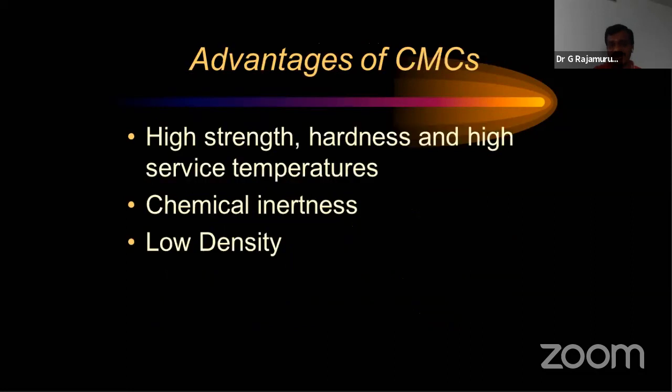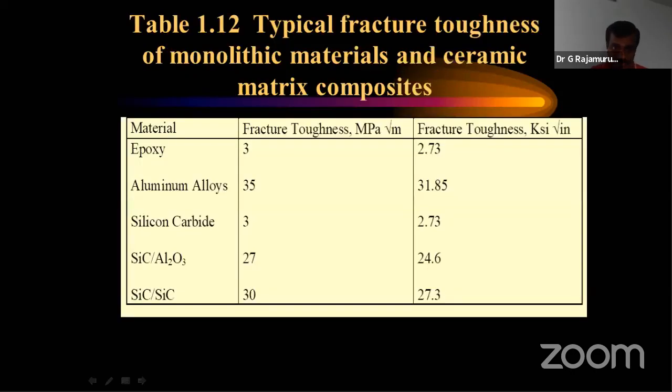I think the major advantages of the ceramic matrix are higher strength, higher hardness, and high service temperature, so I can use it for high temperature applications. It also has chemical resistance and low density. For that purpose, I'm going to use ceramic matrix composites. And what are the matrix materials that can be used for the ceramic matrix composite? Aluminum alloy, silicon carbide, or silicon carbide plus alumina, silicon carbide and silicon carbide. It's a combination of both.